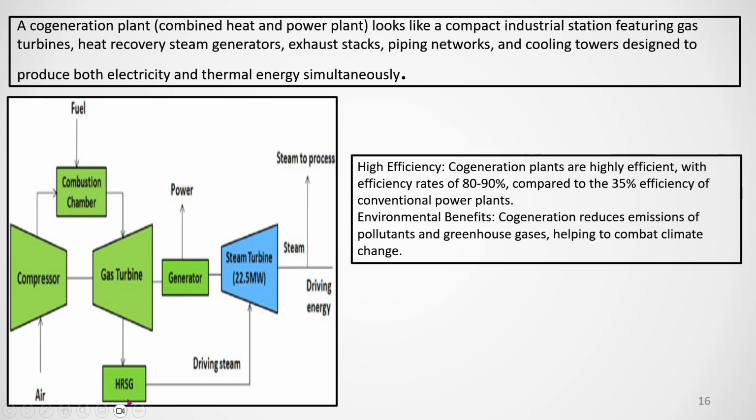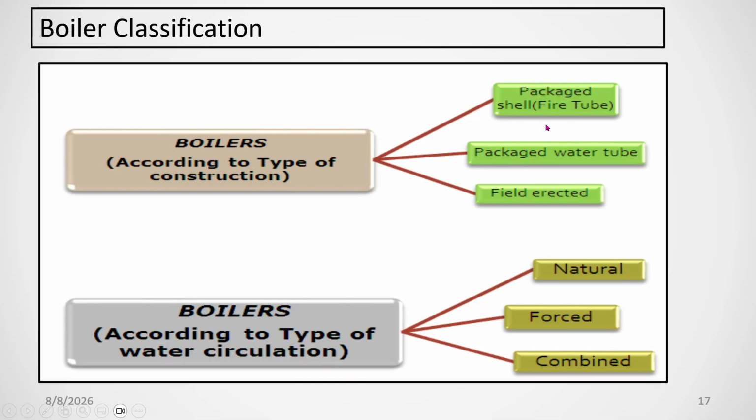But in a cogeneration plant, when the exhaust from the gas turbine is utilized to produce steam, that steam can be used in a process plant or to generate power. If you are utilizing that flue gas, then your efficiency will increase. Then, according to the type of construction, it can be a packaged boiler like a fire tube boiler, a packaged boiler like a water tube boiler, or it can be field erected also. That is classification as per the construction.